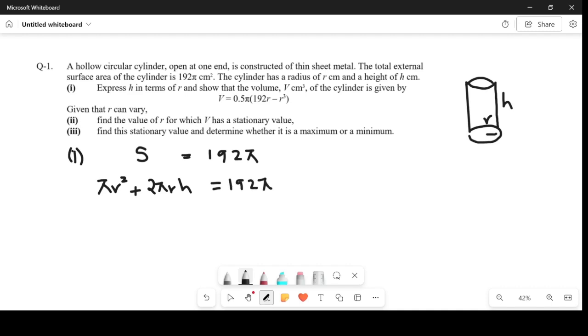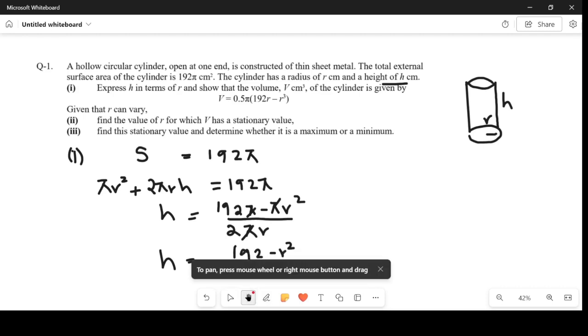We have to make h the subject, so it's going to be 192 pi minus pi r squared, upon 2 pi r, equals h. Now we can take pi common in the numerator and cancel it with the pi in the denominator. So we'll be left with 192 minus r squared upon 2r.